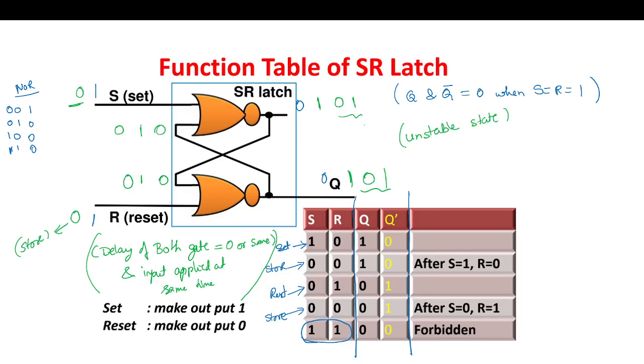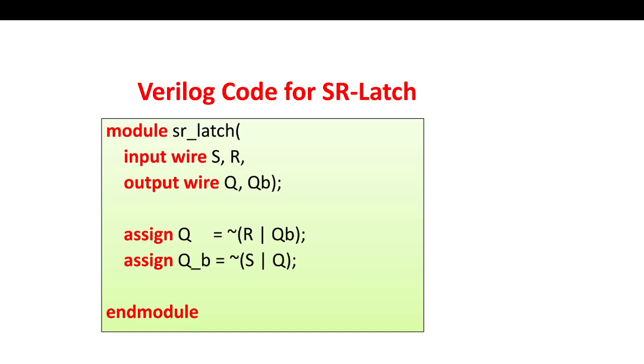When both the gates have the same delay or the zero delay and the input arrives at the same time, we have applied 1, 1 state, and after applying 1, 1 state, we give a 0, 0 state, which is a store state. Then we cannot predict what the output will be. And for 1, 1, we are getting the output to be 0, 0. So this is called the unstable state. In further, we will see what the race condition is also.